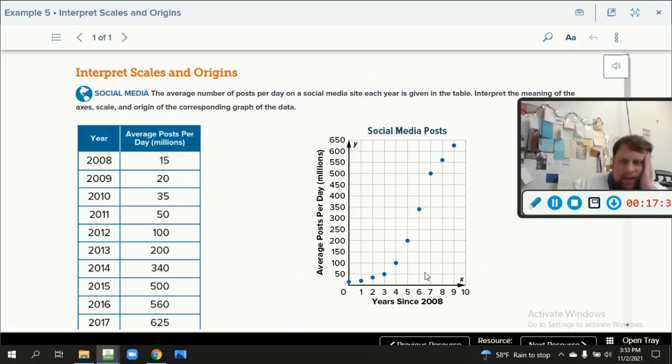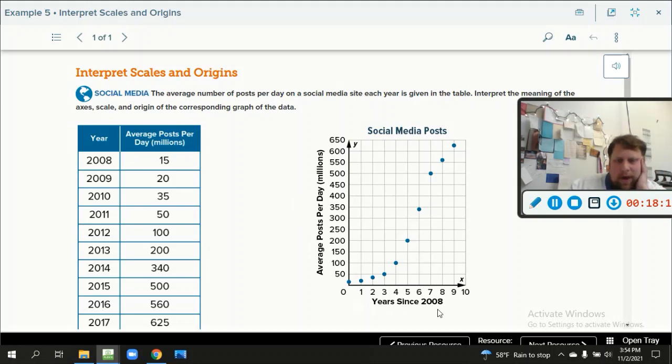So if I'm looking at this right here, first of all, what do we see on the X? We see years since 2008. So that means year 0 is the year 2008. And you'll notice, like what I was saying where the 1 yogurt shop was just a little bit up at year 0, at year 0 we see a little bit up here, which tells me that represents the 15. And don't forget, what does this say? In millions. So when it says 50 here, that's really 50 million, 100 million, all the way up here, 650 million average posts per day on the social media site.